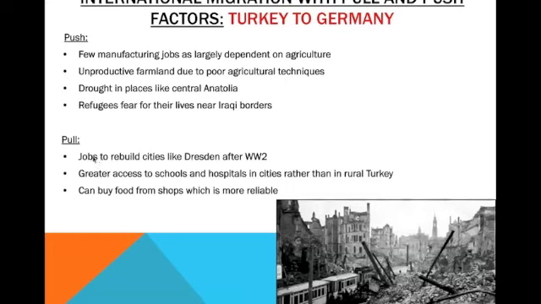Also, they would have greater access to schools and hospitals in cities like Berlin or Frankfurt rather than in rural Turkey. So, better schools and hospitals than in rural Turkey. Also, they can buy food from shops rather than plant it themselves, so that would make it more reliable.